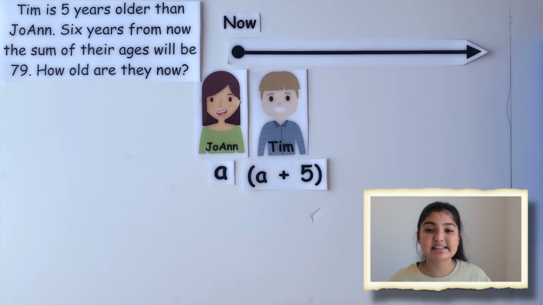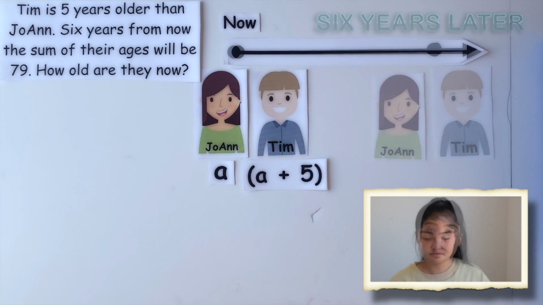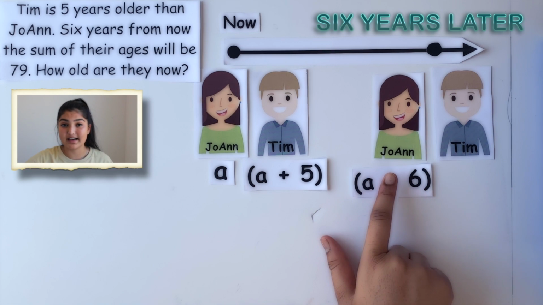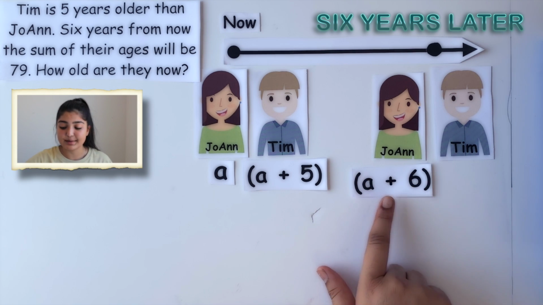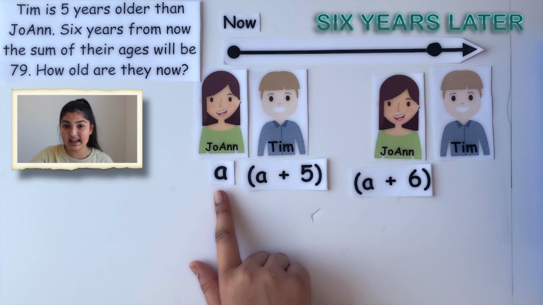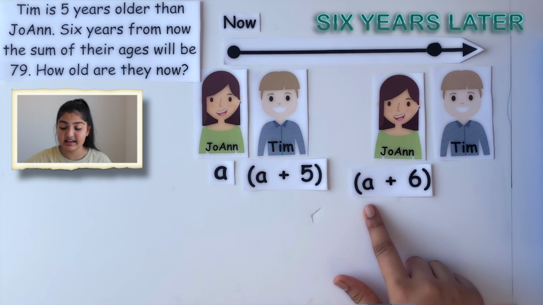Now let's go 6 years ahead. How old are JoAnn and Tim 6 years ahead? Well, to find that out, all we have to do is add 6 years to both of their ages. So, JoAnn would be A plus 6 years old, since her age now is A years old. And 6 years later, her age would be A plus 6.